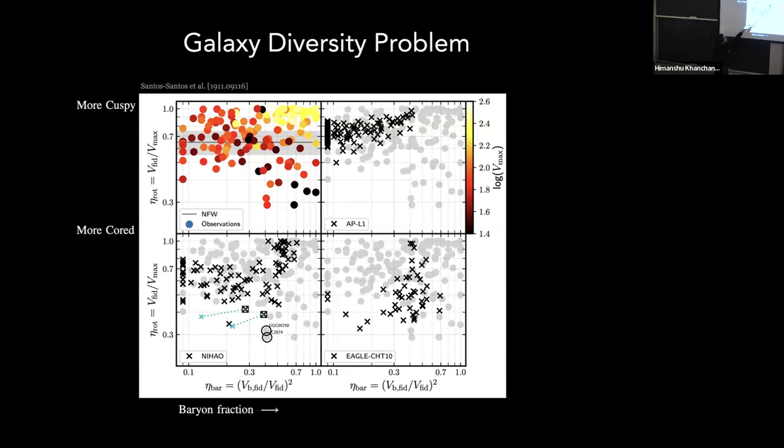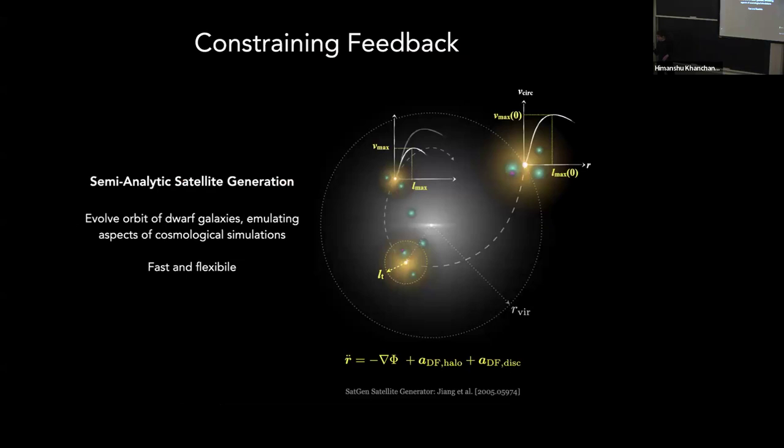And I think the one thing that is very striking is that none of these simulation frameworks are actually able to capture the specific range of cored versus cuspy. Sometimes they give you cores, sometimes they give you cusps, but exactly how they do it and how it depends on baryonic fraction in each of these isn't fully captured. So there's a lot of ongoing work in continuously improving these simulations.